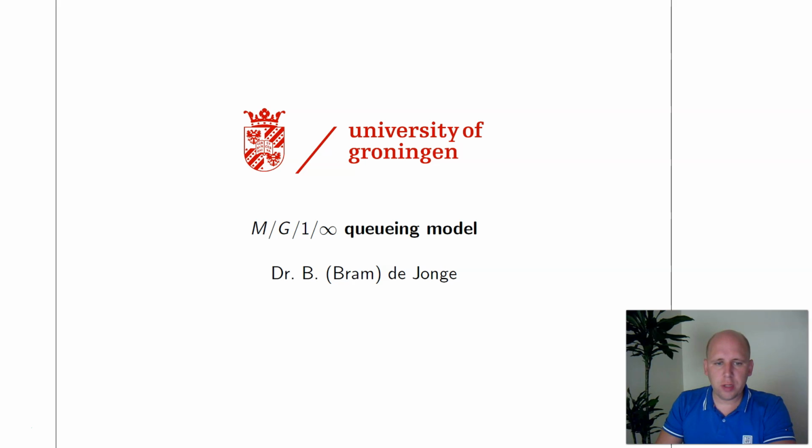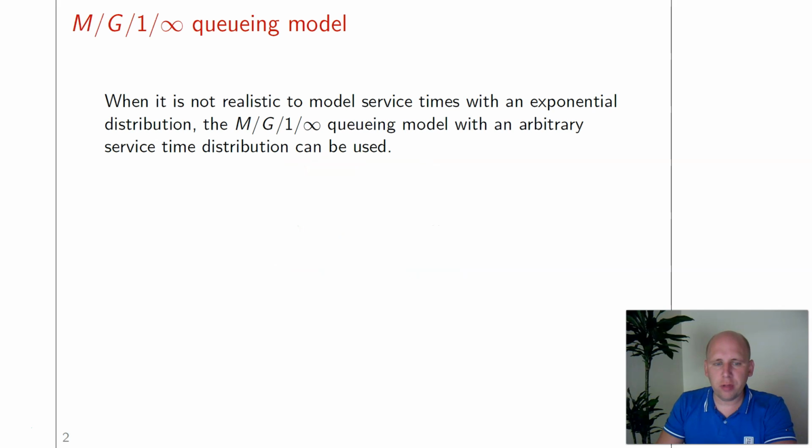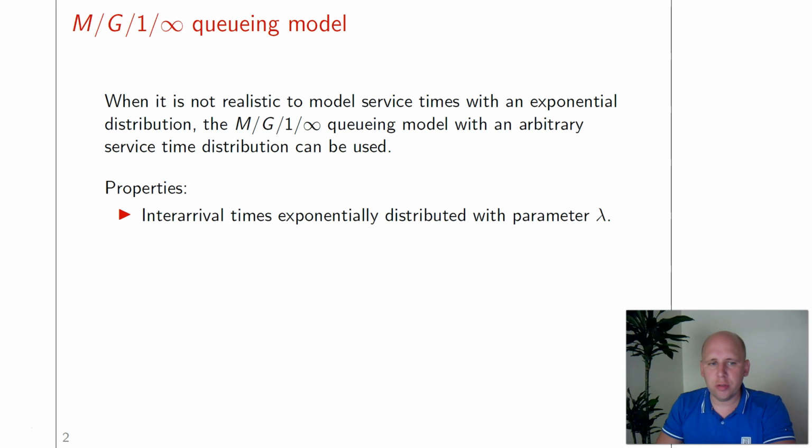This video is about the M/G/1/infinity queuing model. For the interarrival times, the exponential distribution is often suitable, but for the service times, this distribution may not be very appropriate. In that case, we can use the M/G/1/infinity queuing model with an arbitrary distribution for the service times.